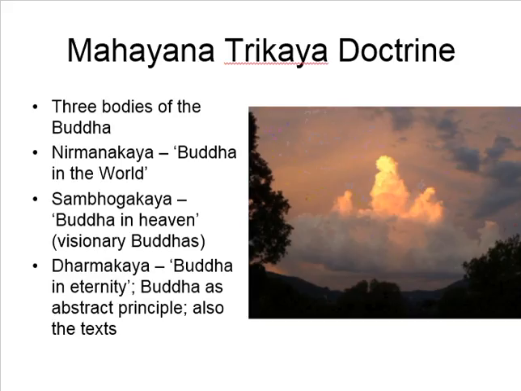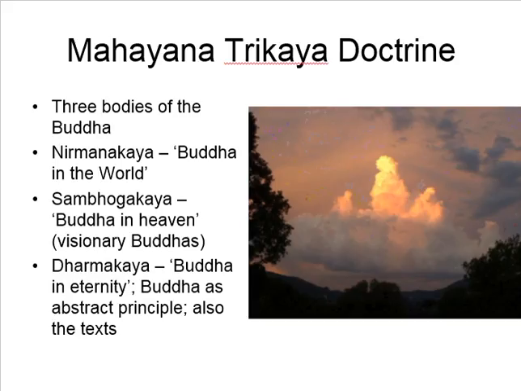First of all, the Nirmanakaya, meaning the Buddha in the world. That's examples of Buddhas, Bodhisattvas, I suppose. The Sambhogakaya, Buddha in heaven, and we can have visions of the Buddha who will help us. And the Dharmakaya, the Buddha in eternity, the Buddha as an abstract principle of the universe that's referred to perhaps in the texts.